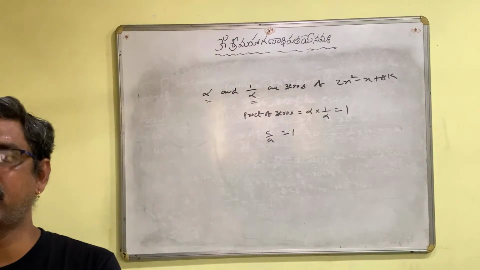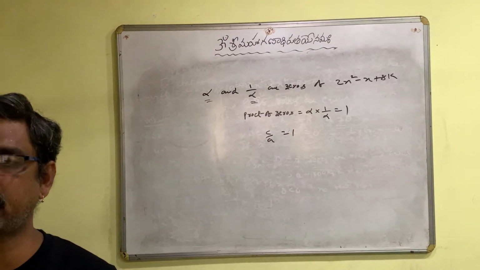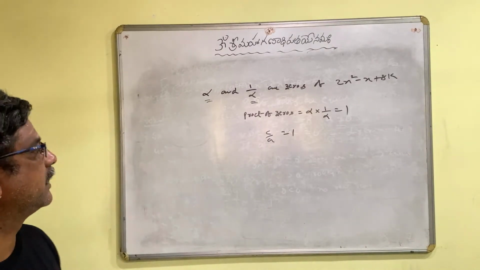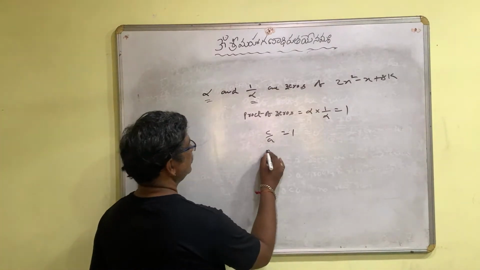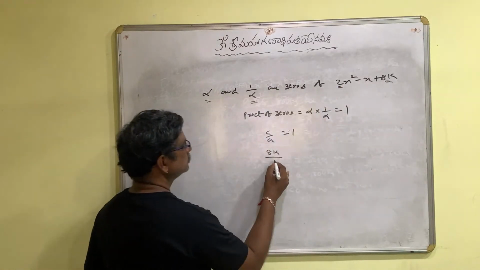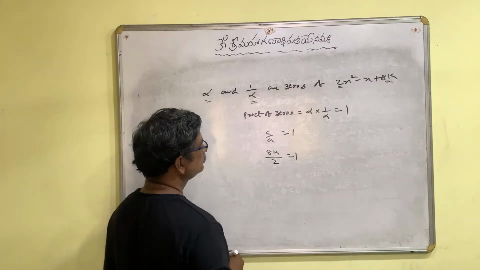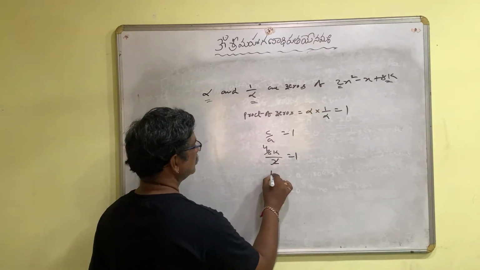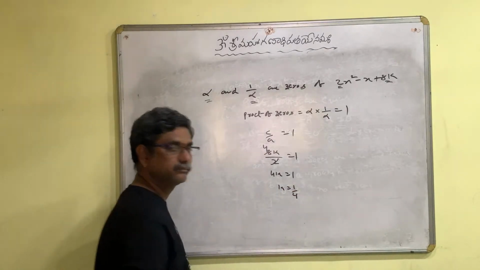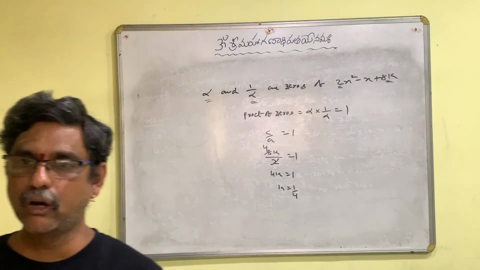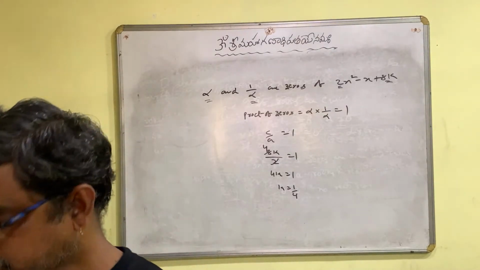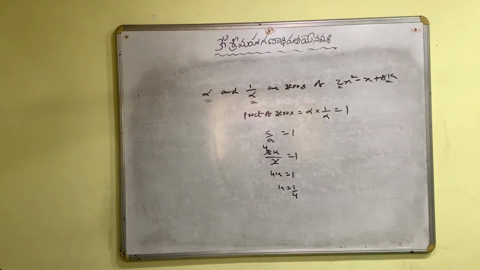Alpha and 1 by alpha, they are reciprocal to each other, right? Their product is 1. That means c by a is 1. What is c? 8k. a is 2. So 8k by 2 is equal to 1. 4k is 1. k is 1 by 4. So k value is 1 by 4. That is the third question.